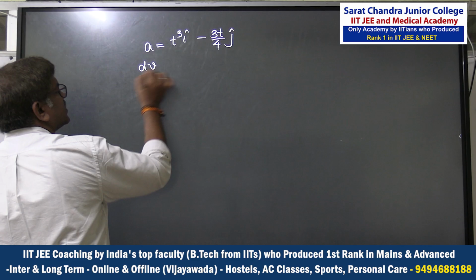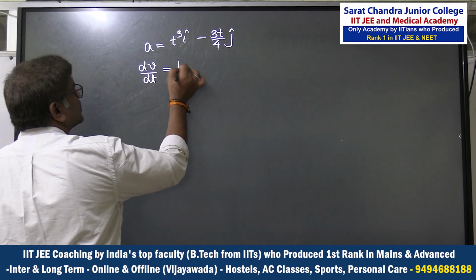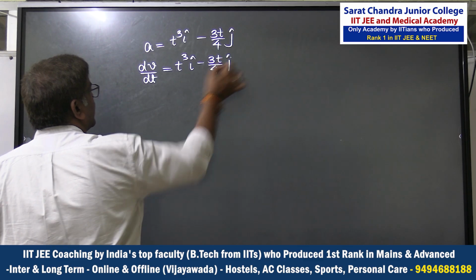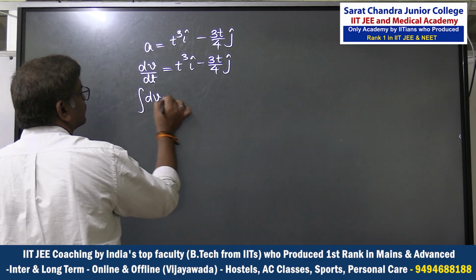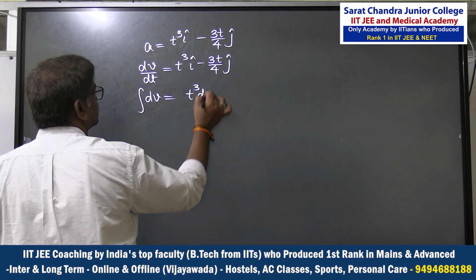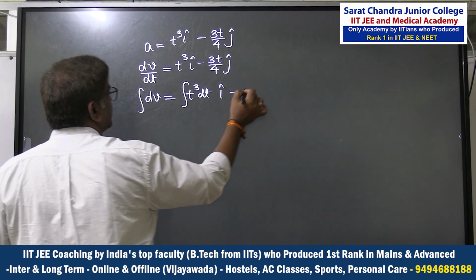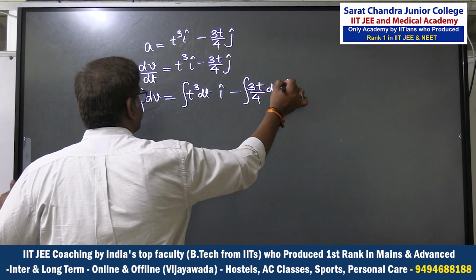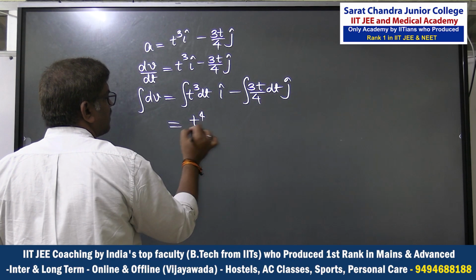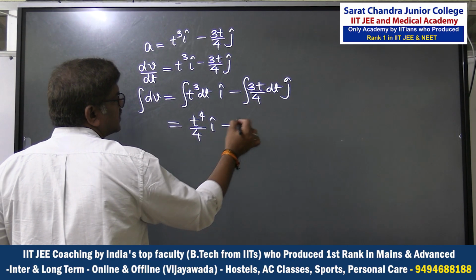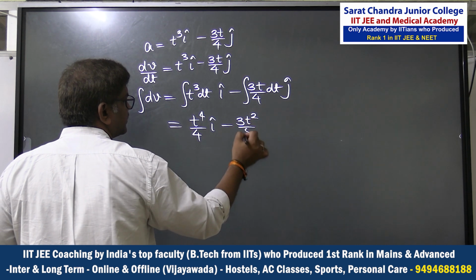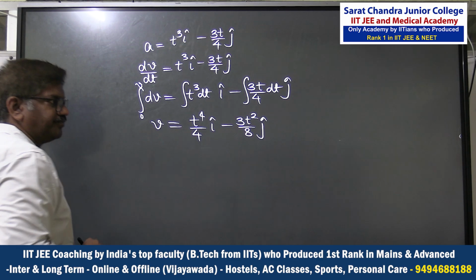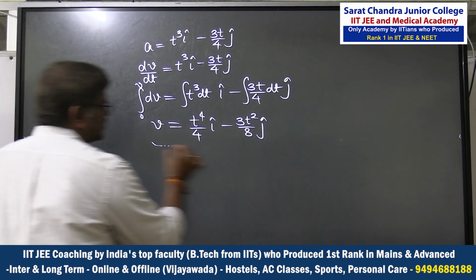Obviously, we can write this as dv by dt, that is t cube i cap minus 3t by 4 j cap, and integrate to get the velocity. This term, t cube dt, will come with i cap, and this term, 3t by 4 dt, will come with j cap. So the final answer is t to the power 4 by 4 i cap minus 3t square by 8 j cap. That is the velocity. Initial velocity is 0, so this is your velocity expression.